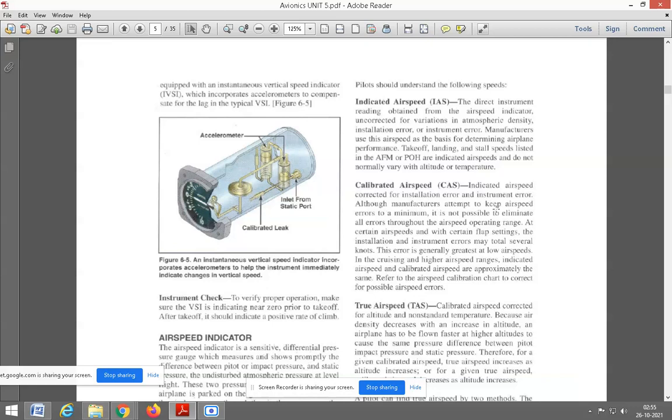So although manufacturers attempt to keep airspeed errors to a minimum, it is not possible to eliminate all errors throughout the airspeed operating range. At certain airspeeds and with certain flap settings, the installation and instrumentation error may total several knots. This error is generally greatest at low airspeed. In the cruising and higher airspeed ranges, indicated airspeed and calibrated airspeed are approximately the same. Refer to the airspeed calibration chart to correct for possible airspeed error.